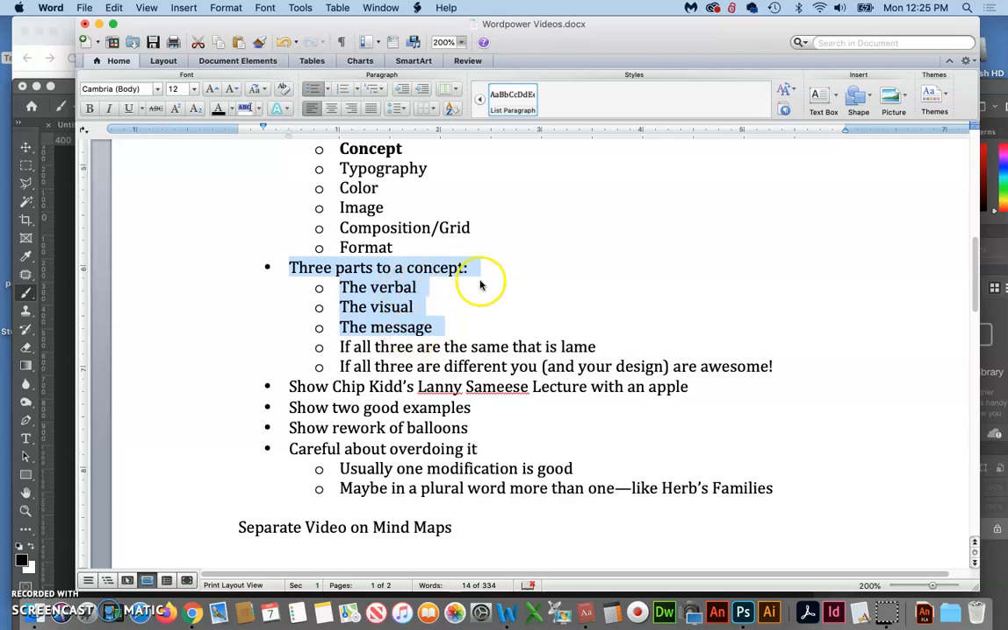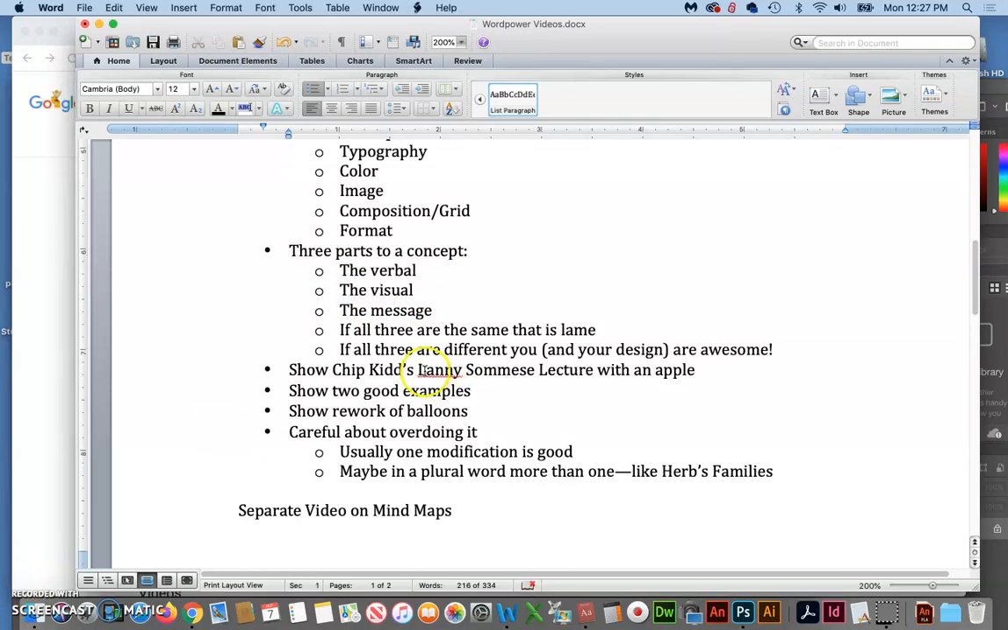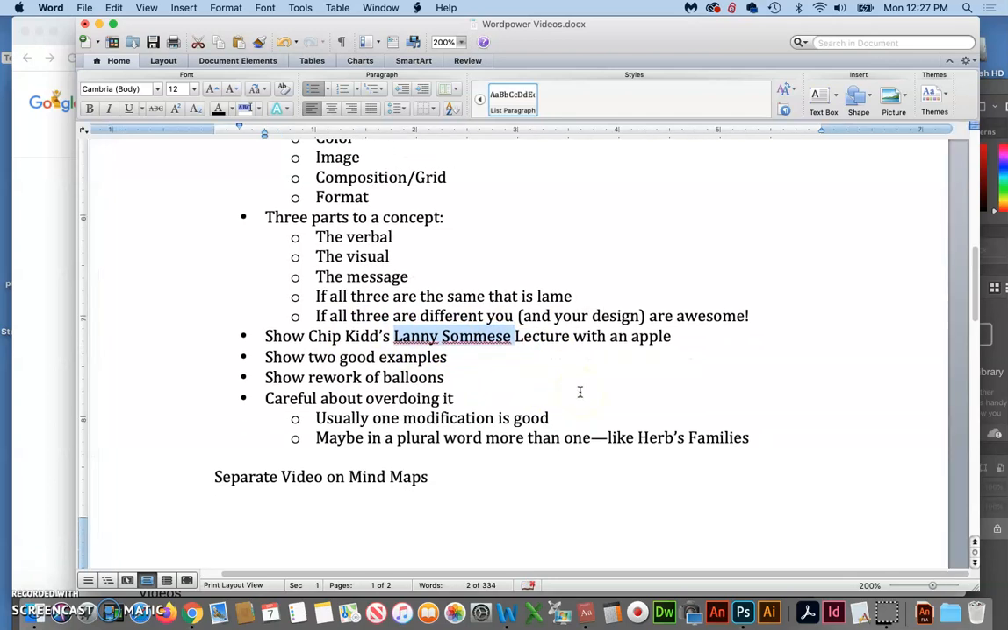So the verbal is drip. The visual is just a misplaced dotted I. The message is the act of dripping. So thus not one-to-one, thus a very good solution. Fixed the spelling of Lanny Samise's name here, so in case you want to look him up, or Chip Kidd, you'll find a lot of great work and a lot of just great information.